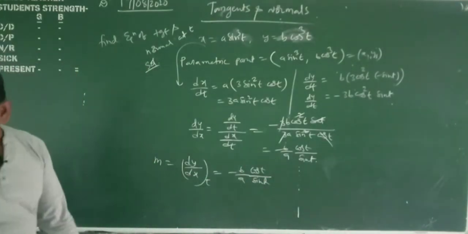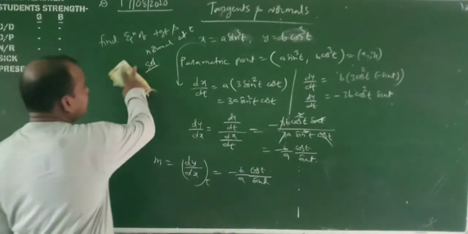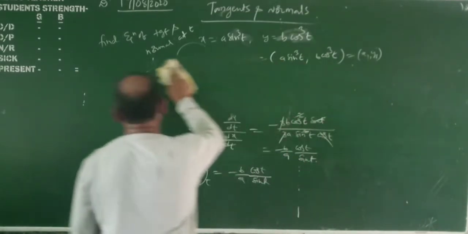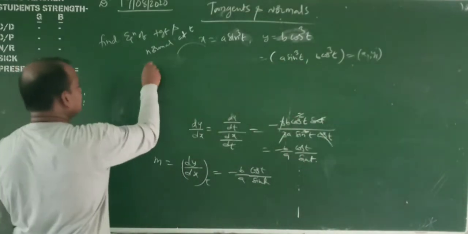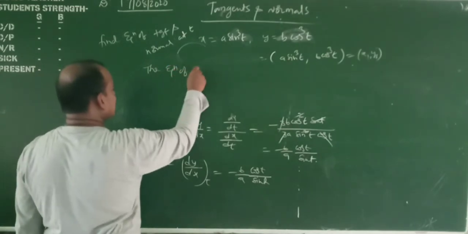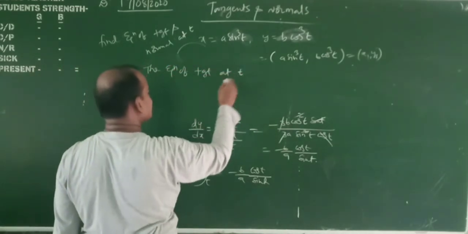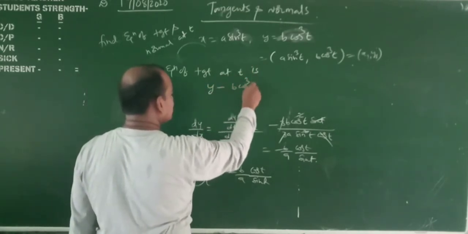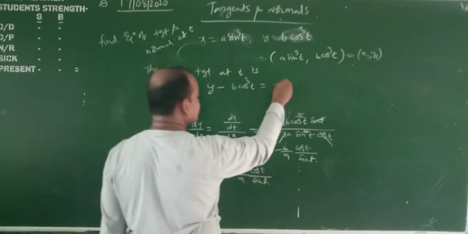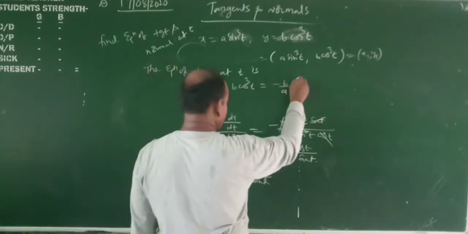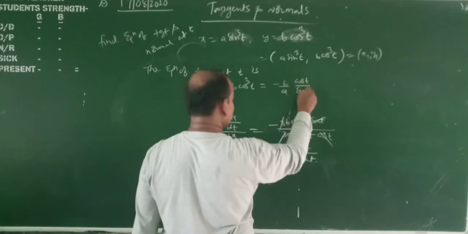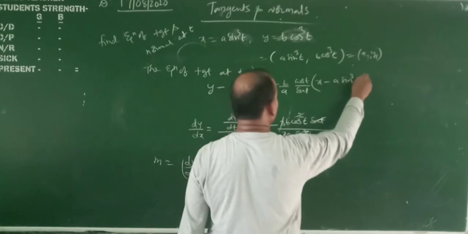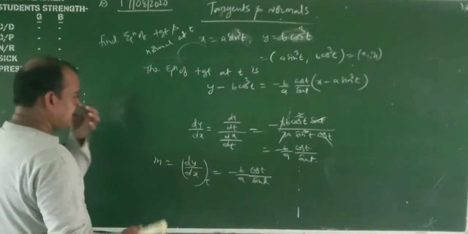Now we will find the equation of tangent. What is the formula for the equation of tangent? It is y minus y1 is equal to m into x minus x1. The equation of tangent at t is y minus b cos cube t is equal to minus b by a cos t by sin t into x minus a sin cube t. Okay, my dear students.